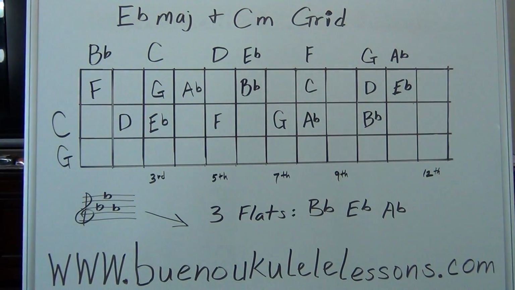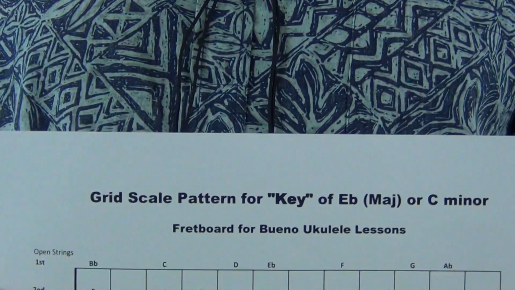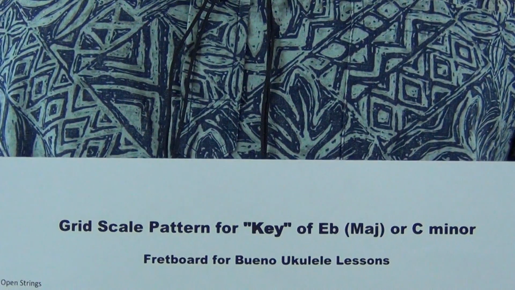Alright, today we're going to talk about how to play the grid for E flat major and C minor. Please go ahead and pause the tutorial, grab your music sheet, tune up your ukulele, and we're going to get started in about a second.